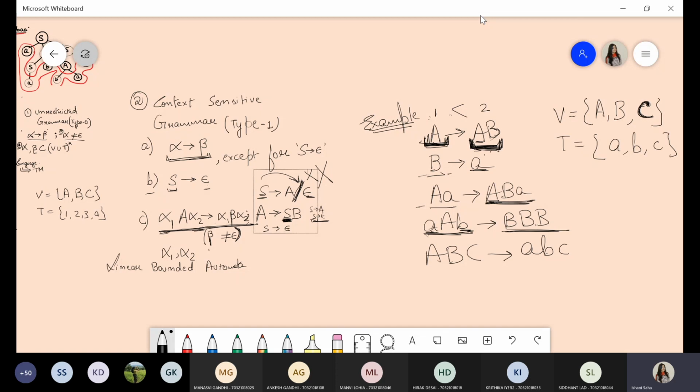See type 1 grammar, since it is in the hierarchy, it is the next, and it is less restrictive compared to what? The unrestricted grammar, which is type 0. So even context sensitive grammar can be recognized by a Turing machine. Along with linear bounded automata, Turing machine can also recognize type 1 grammar or type 1 languages.